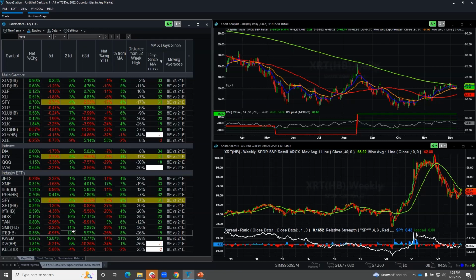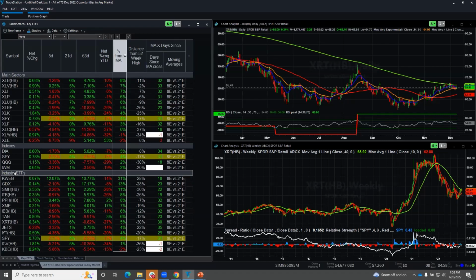You can also look in this and start to see where those areas of strength are down here. You'll notice I have these labels to separate the groups so they don't all run together. It's a pretty useful way to use the radar screen. This allows you to take a deeper dive inside of the market. And up here are the broader sectors.